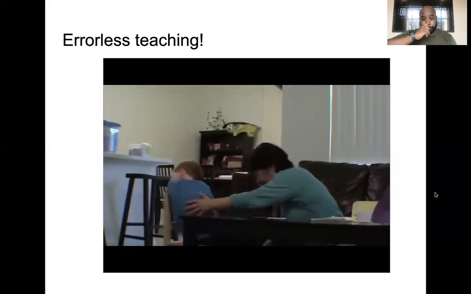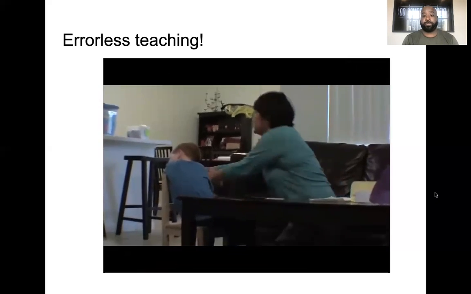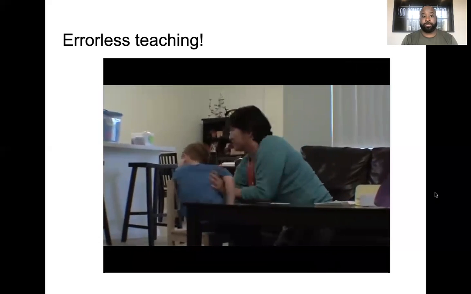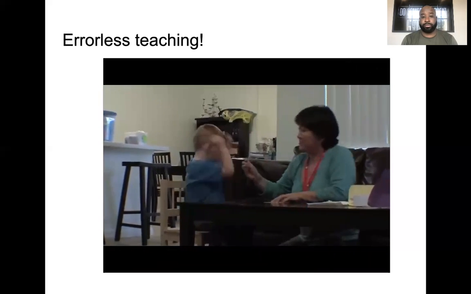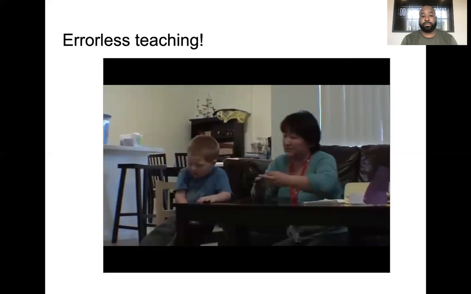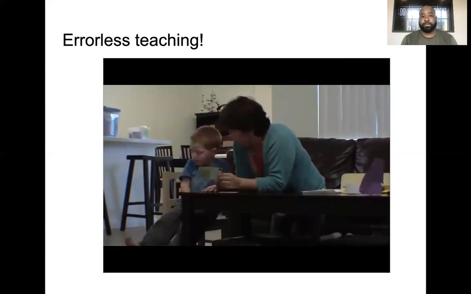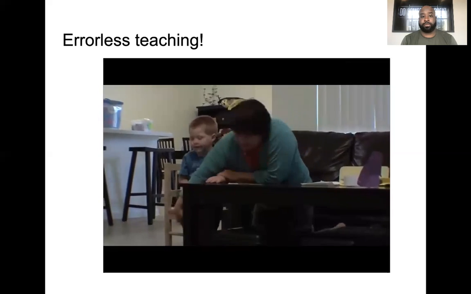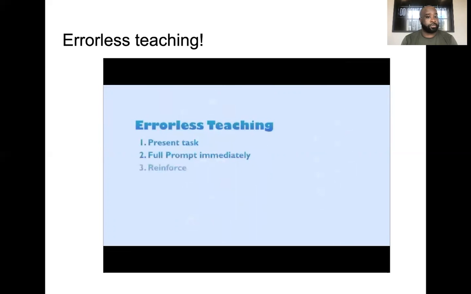No one likes to do something they're going to do wrong. This is the same with our learners. By giving our learners all the opportunities to be right, they will want to continue learning because contact with reinforcement is more frequent. Here are the steps to using errorless teaching. On the first trial, present the SD with a full prompt, then reinforce the response.